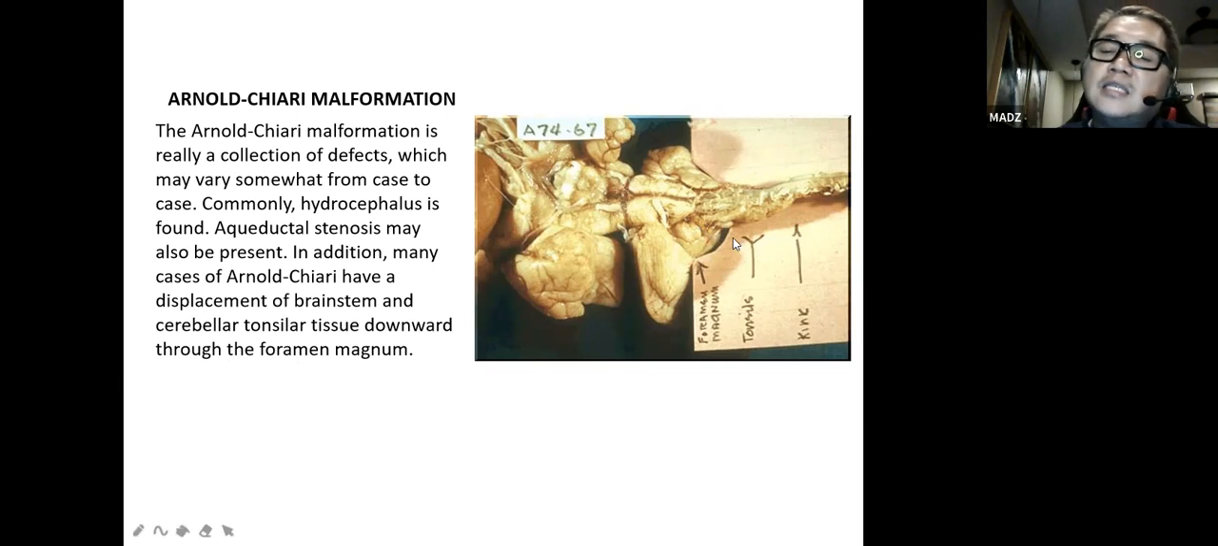So in this case here, you see this is the brain, this is the brainstem, the cerebellum, and this is the foramen magnum. Normally you don't see the cerebellar tissue below the foramen magnum, but here you see cerebellar tissue that goes beyond the foramen magnum. Likewise the tonsils of the cerebellum are even inferior to that. And then you also see a kink here in the cervical cord.